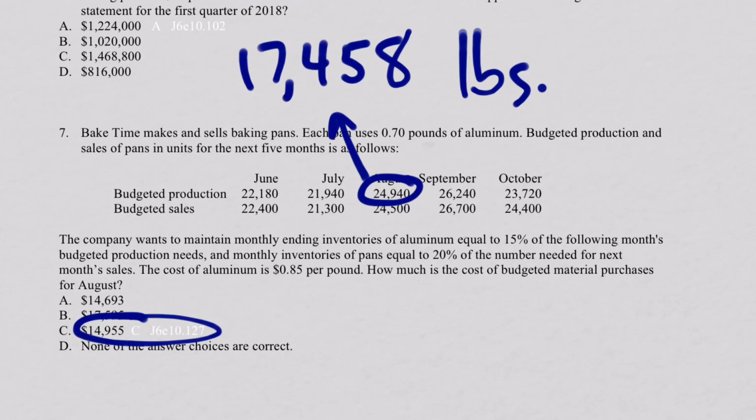14,955. I think it's a tough problem because it asks how much is the cost of budgeted material purchases. I think it's a challenging problem. So if you got it, great. Otherwise, listen again and come back often. Okay, we'll stop here and come back.